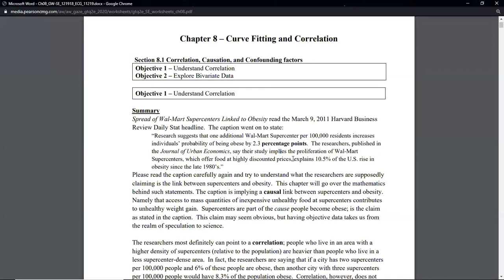All right, so they're claiming that Walmart offering cheap food explains 10.5% of the rise in obesity since the late 80s. So America since the late 80s and even a little further past than that. But we've seen our obesity rate, in other words, the portion of people that are obese in relation to all of the people, that would be the obesity rate. We've seen that number just consistently rise for the past several decades.